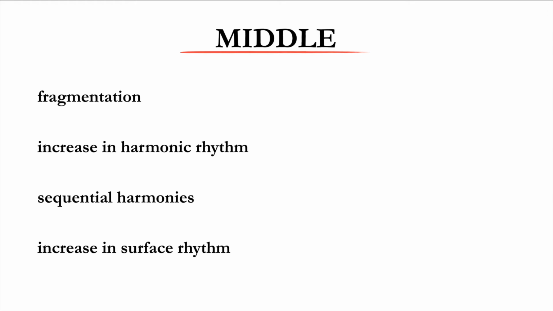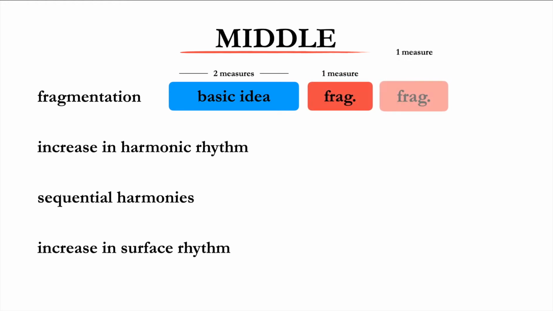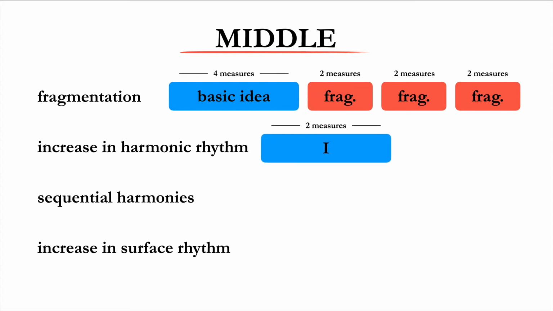The first of these features relates to grouping structure, that is, how we divide music into smaller chunks. If a basic idea is a 2-measure unit, and the ideas that follow group into 1-measure units, we can speak of fragmentation. The same would be true if our initial group were 4 measures long, and subsequent groups were 2 measures long. The second feature relates to the speed at which harmonies change. If my 2-measure idea is supported by a single harmony, and subsequent measures each have their own harmony, we can speak of an increase in harmonic rhythm.